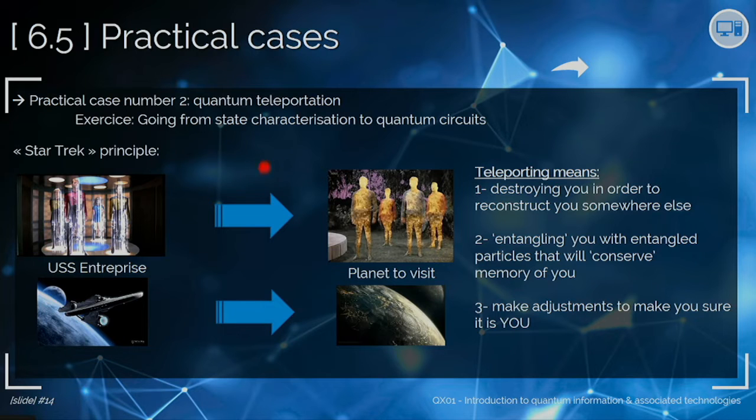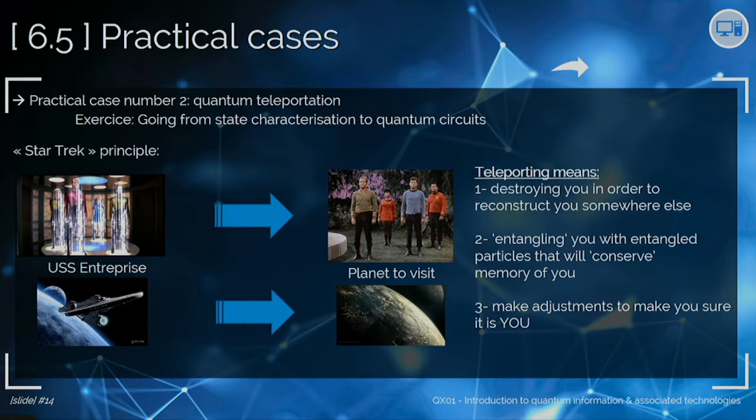And in order to do that, you need to retain the information. As you cannot make a copy, the only way you can retain this information is if you can do some entangling operation between the original system and another system that will become the original system. So you need to entangle. If you want to teleport you, we need to entangle you with some particles that will conserve the memory of you in order to reconstruct you somewhere else.